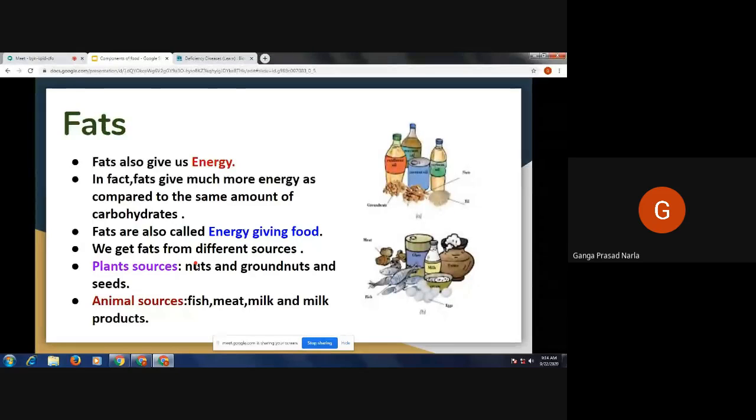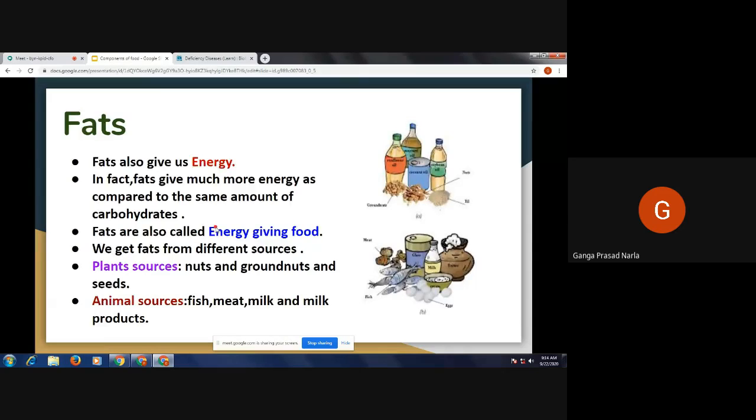cheese, right? These are all milk products because they are made from milk. These products contain fats. Fish, meat, milk and milk products contain fats. Is it clear, children? So fats are also called energy giving food because they provide us energy.